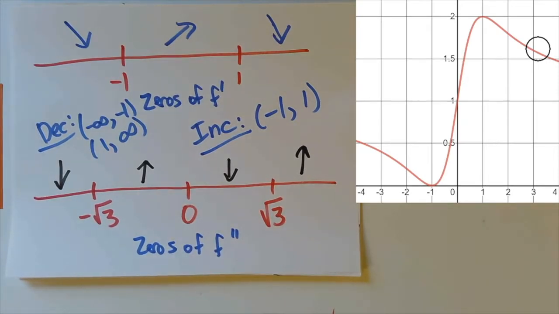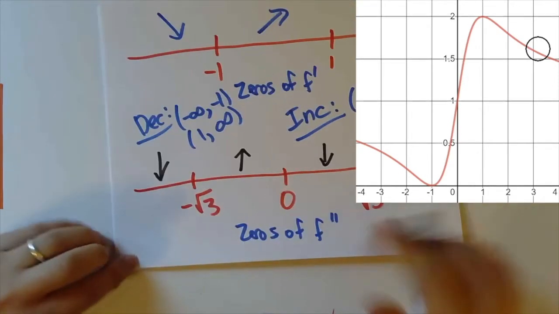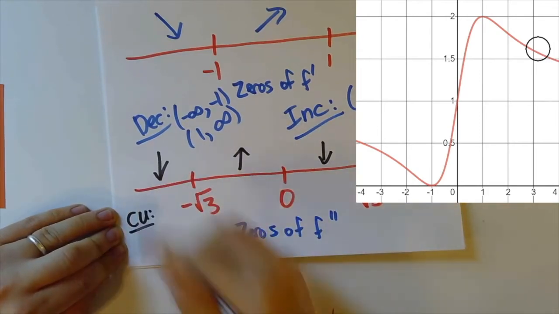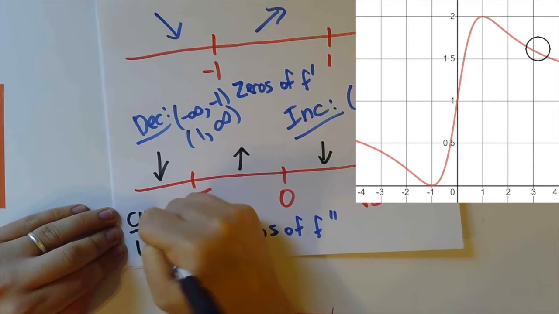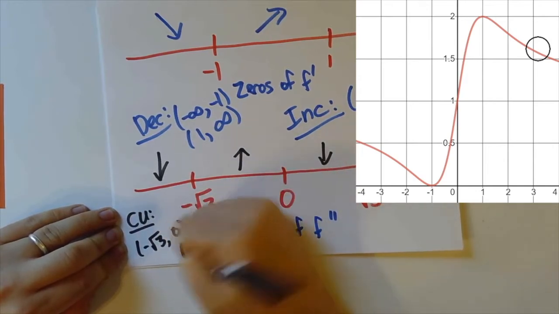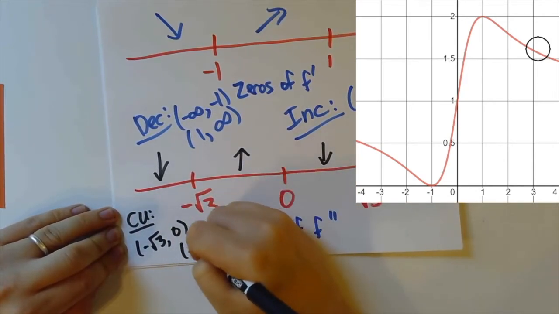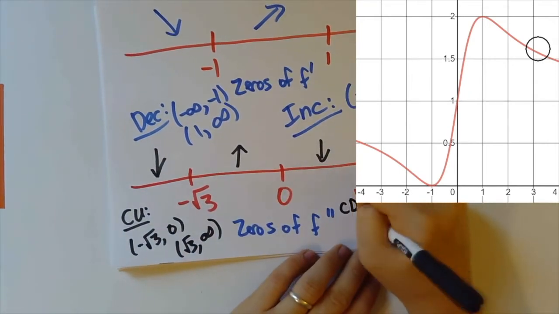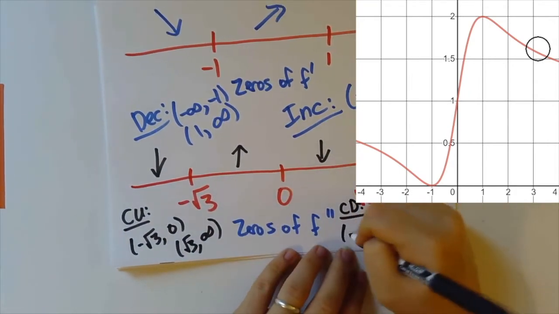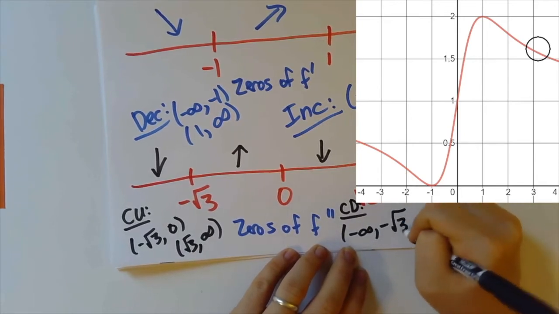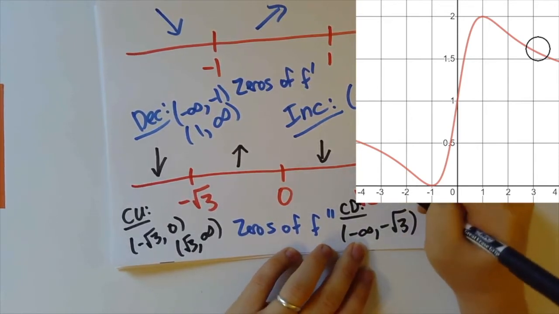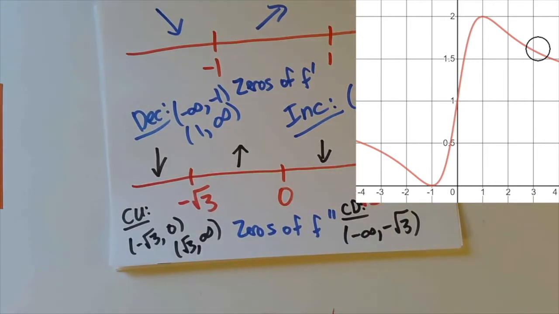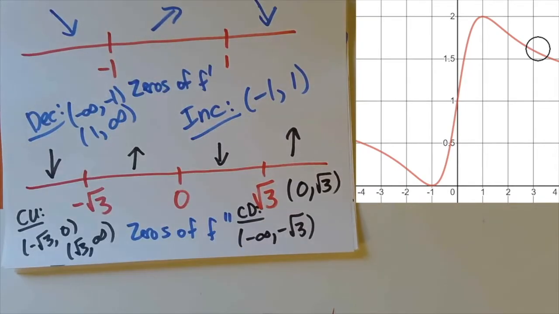Okay, and so this function, if you want, it is concave up on the interval minus square root of 3 to 0 and square root of 3 to infinity, and it is concave down on the interval minus infinity to minus the square root of 3 and the interval 0 to square root of 3. Apologies, I wrote that off the screen.